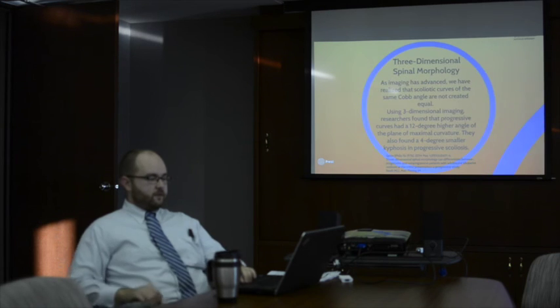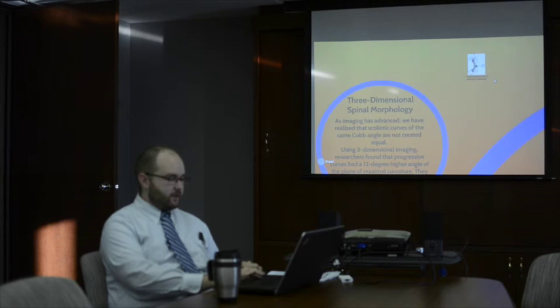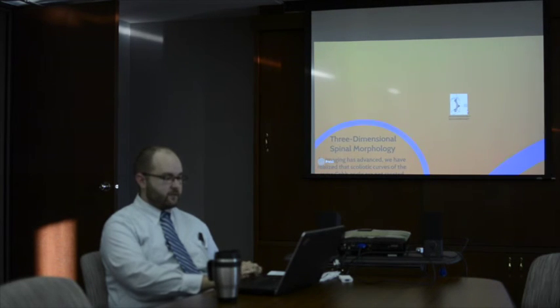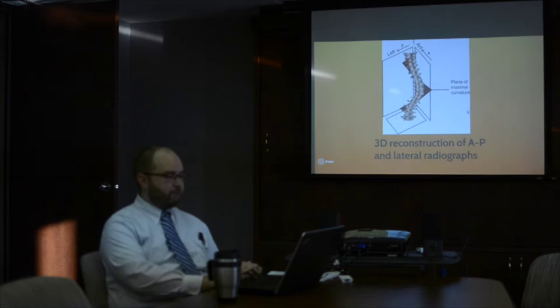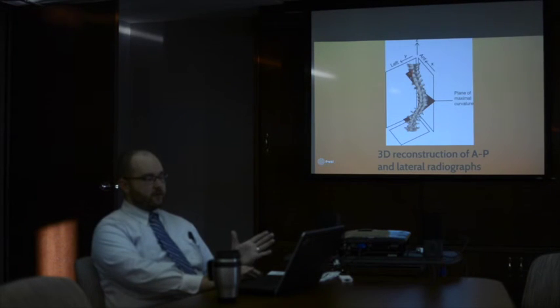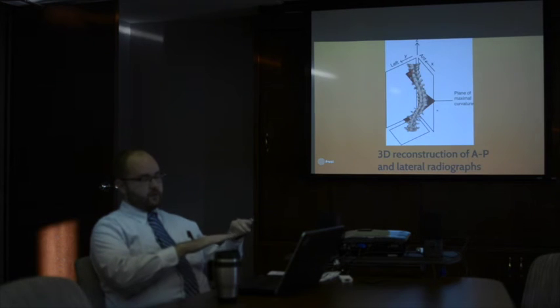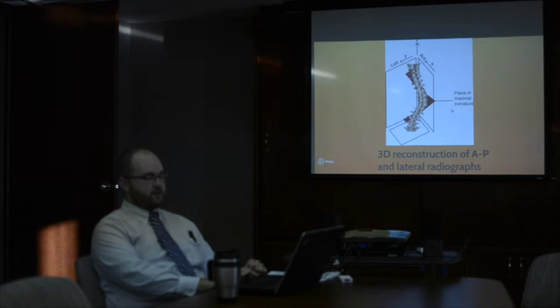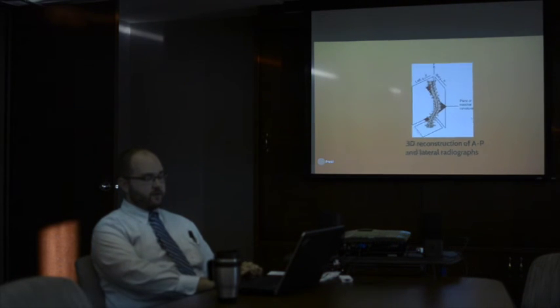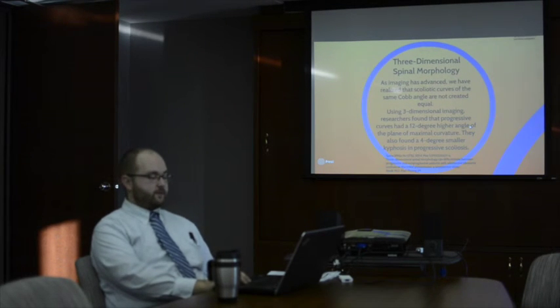Okay, got that mixed up there. The angle of the plane of maximal curvature is basically this. They find the area of the spine where the curve is at the highest slope, you draw a plane through that, and then they measure the angle. In progressive curves, this particular measurement is about 12 degrees higher than in non-progressive scoliosis.